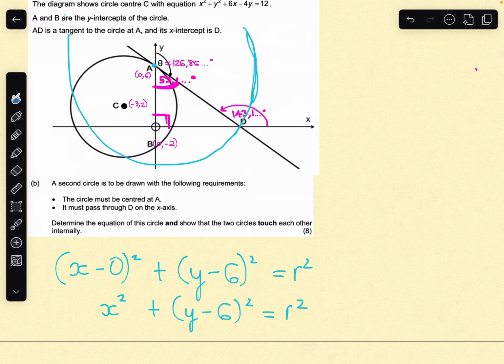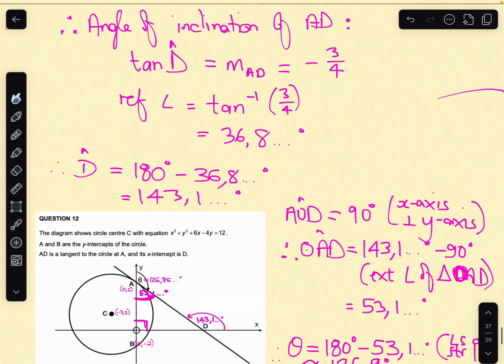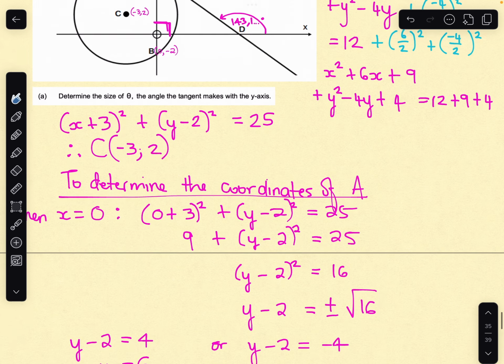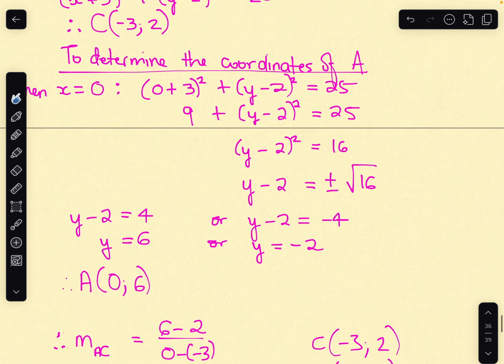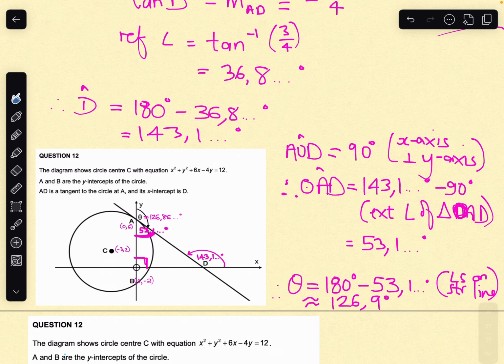Okay, so the way that we can find r is by finding that distance over there. That would be a radius in the circle. And do we know what D is? I don't think we know the coordinates of D. Let's look at the previous question. Yeah, no, we don't know the coordinates of D. However, do we know the equation of AD?